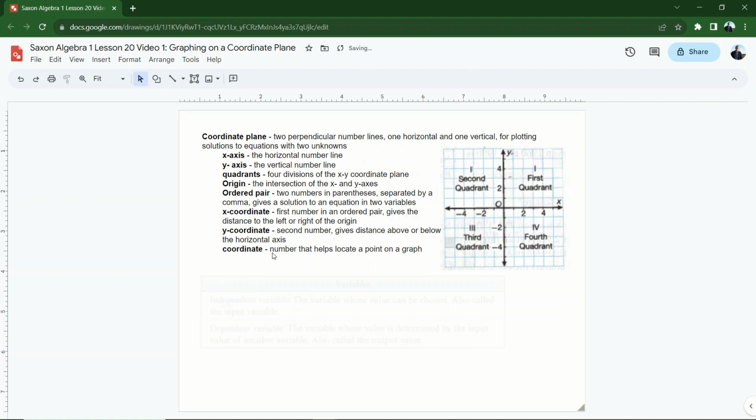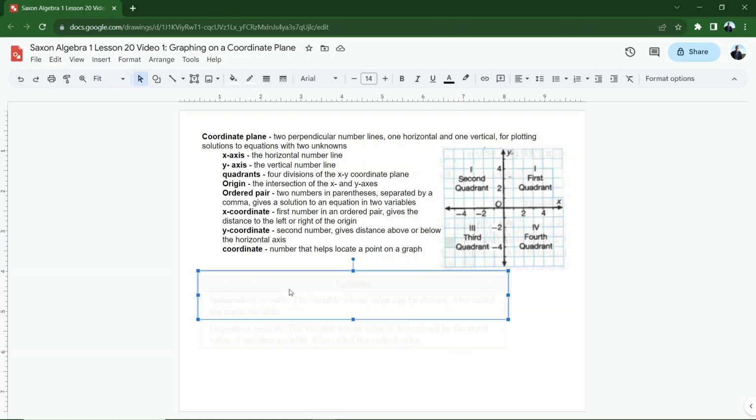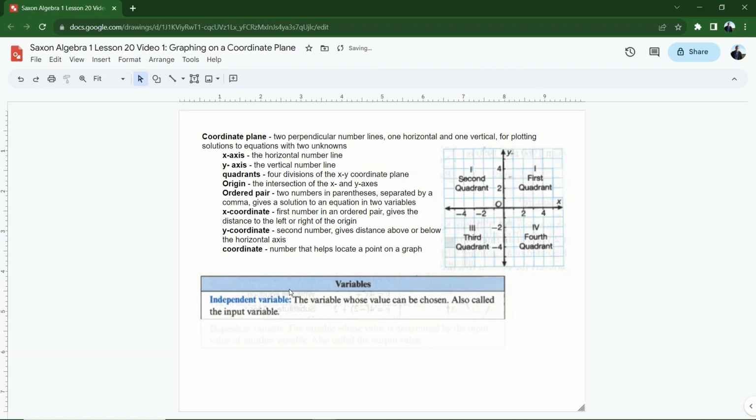And then lastly, a coordinate is a number that helps you locate a point on a graph. Now, we'll get into what coordinates are in the next video, so stick with me. I just want to make sure you understand one other thing before we move on to actually graphing.